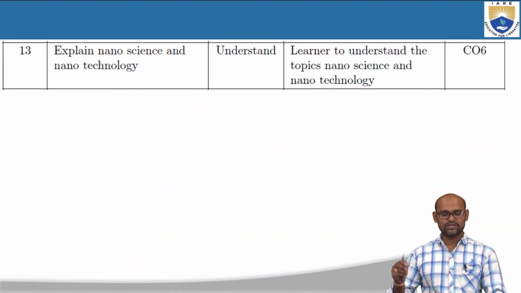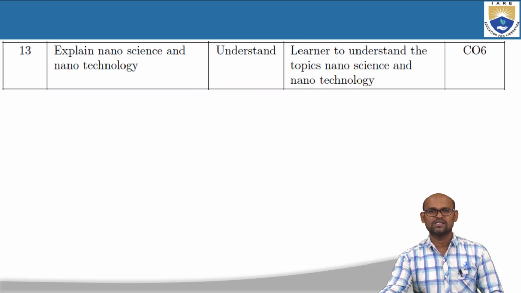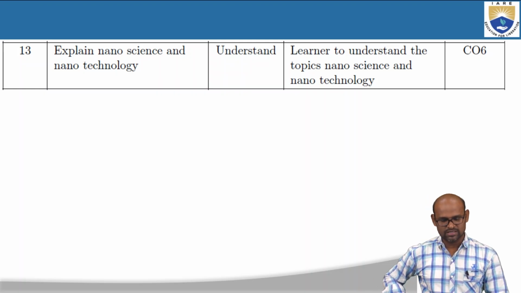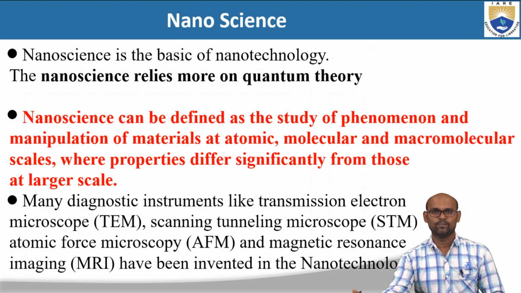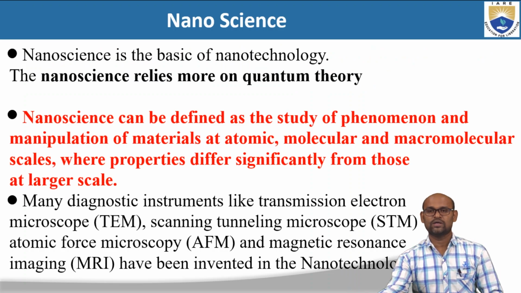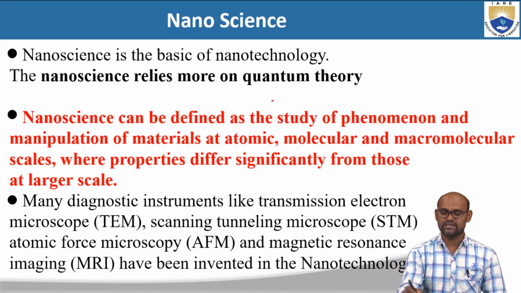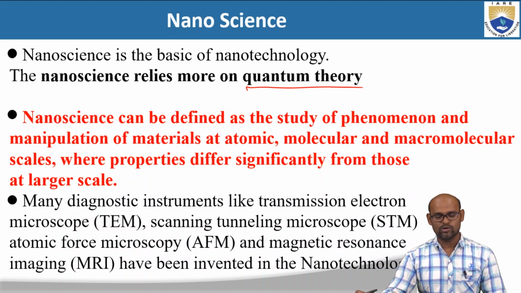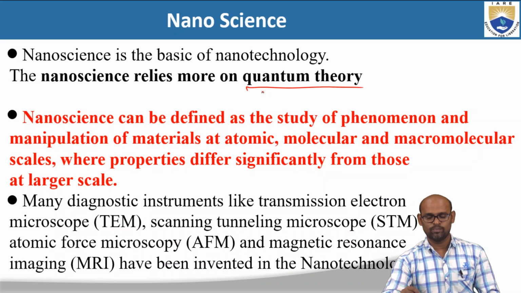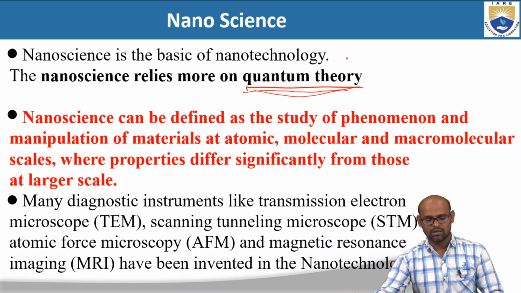Then the next question is, explain nanoscience and nanotechnology. So we need to discuss what is nanoscience and what is nanotechnology. Nanoscience is the basis of nanotechnology. All nanotechnology depends on nanoscience, and nanoscience relies on quantum theory. So nanoscience basically explains nanotechnology, and its rules are based on quantum theory. Nanoscience takes the laws from quantum theory to explain nanotechnology.